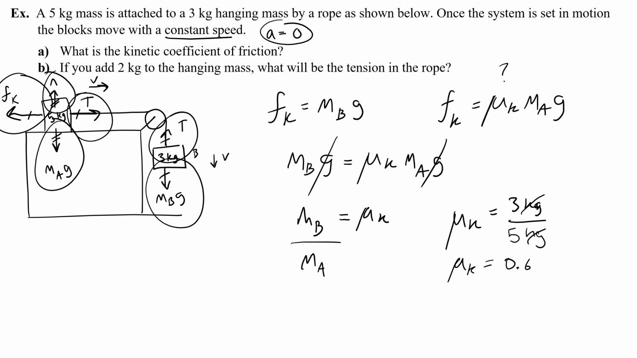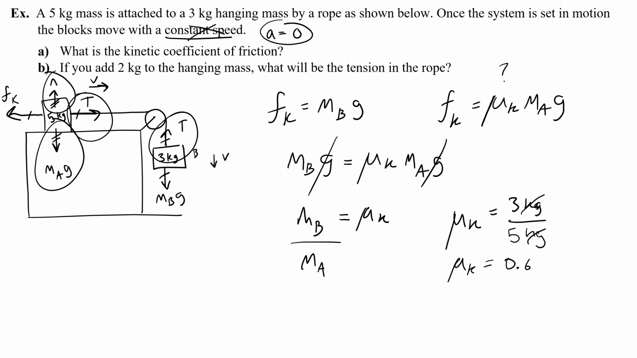Part B changes things up. It says if you add 2 kilograms to the hanging mass, what will be the tension in the rope? Okay, so basically I'm going to restart the problem and forget about the idea of constant speed, because once you put 2 kilograms on top of that block, now the tension is going to be larger than the force of friction, and it's going to accelerate.